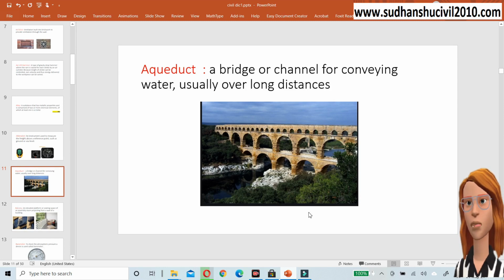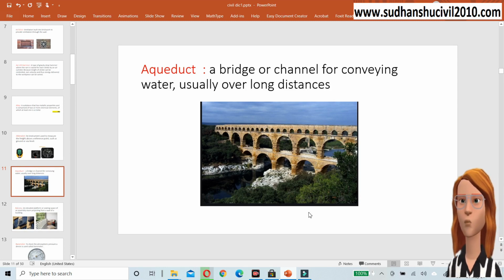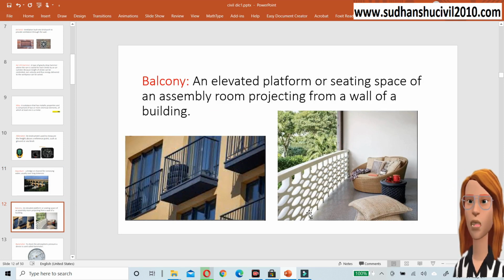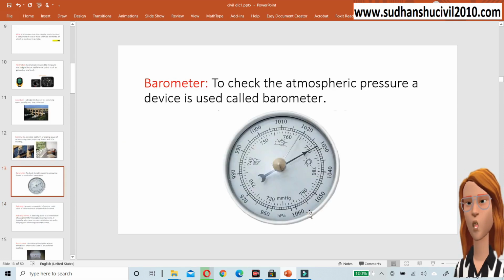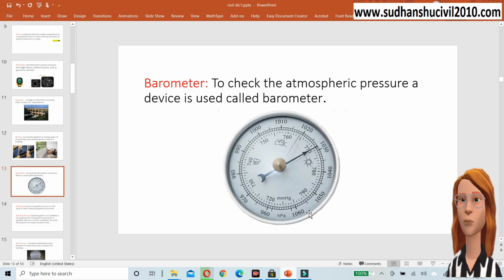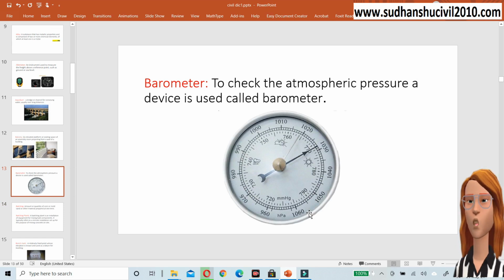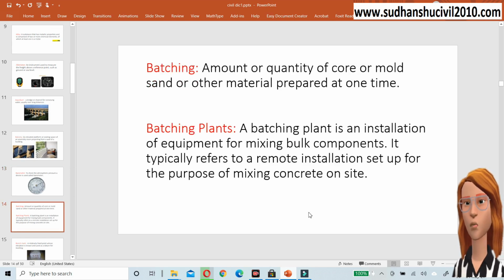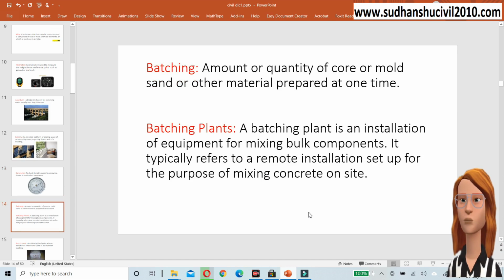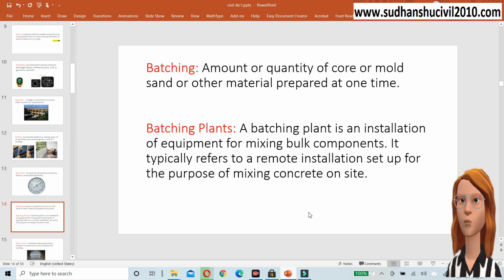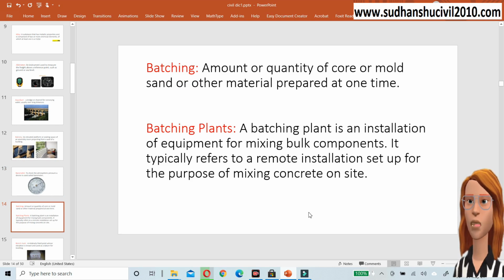Balcony. An elevated platform or seating space of an assembly room projecting from a wall of a building. Barometer. To check the atmospheric pressure, a device is used called barometer. Batching. Amount or quantity of core or mold sand or other material prepared at one time. Batching plants. A batching plant is an installation of equipment for mixing bulk components. It typically refers to a remote installation set up for the purpose of mixing concrete on site.